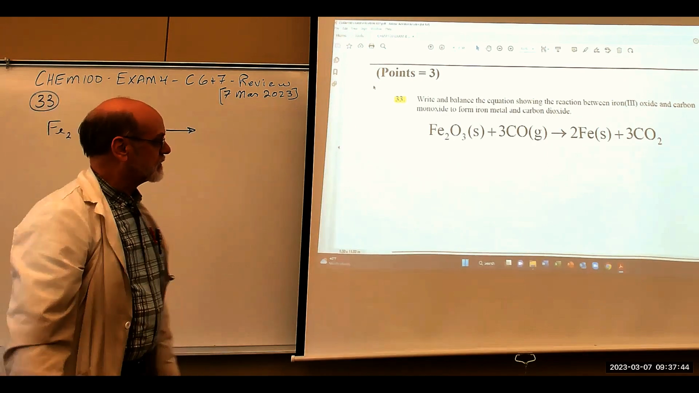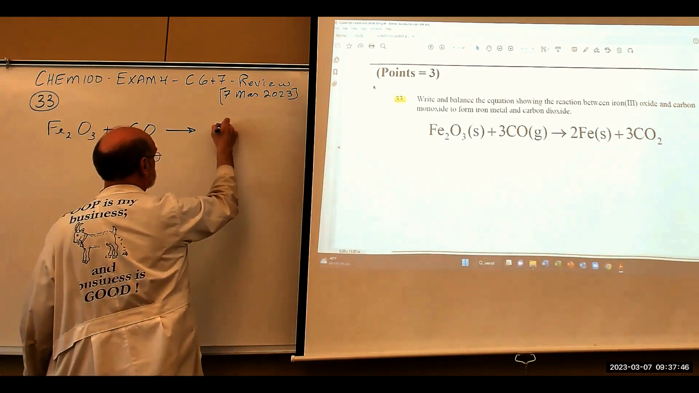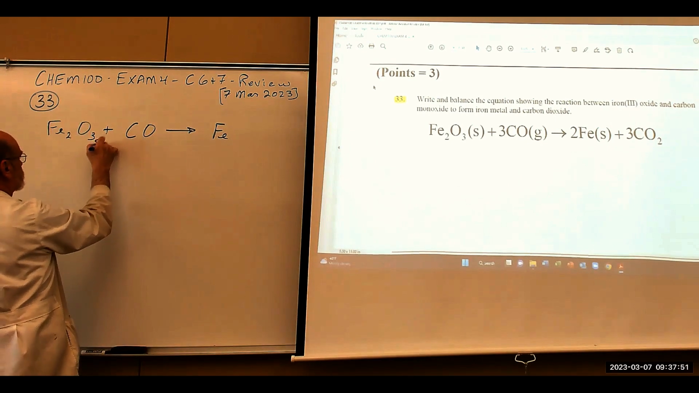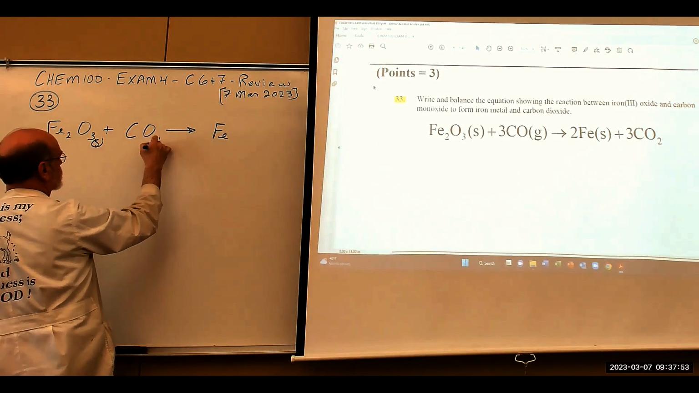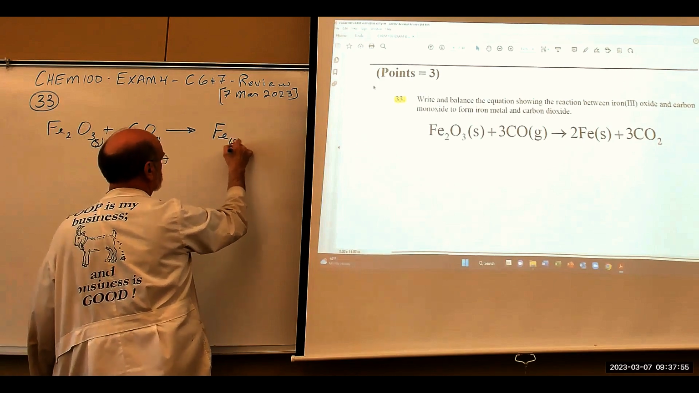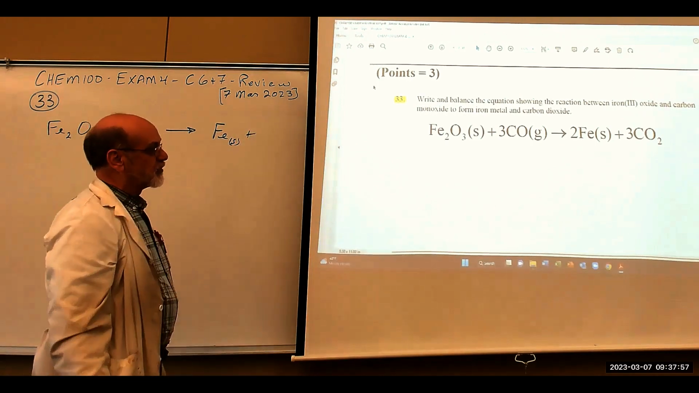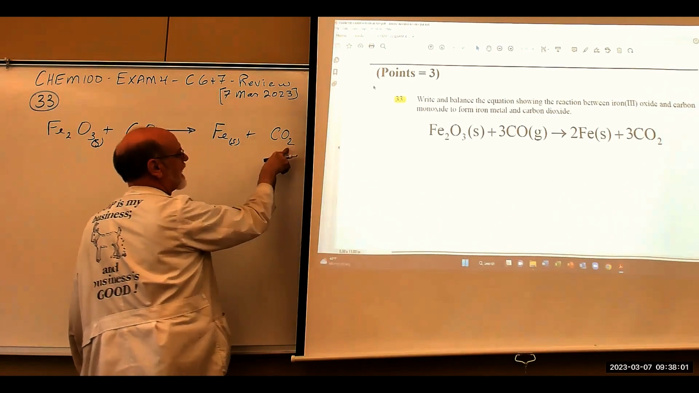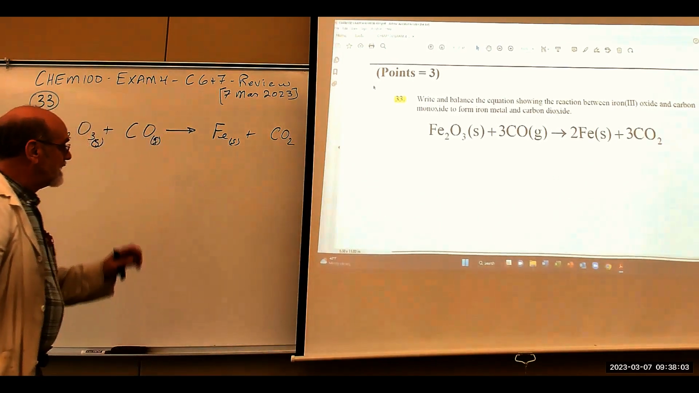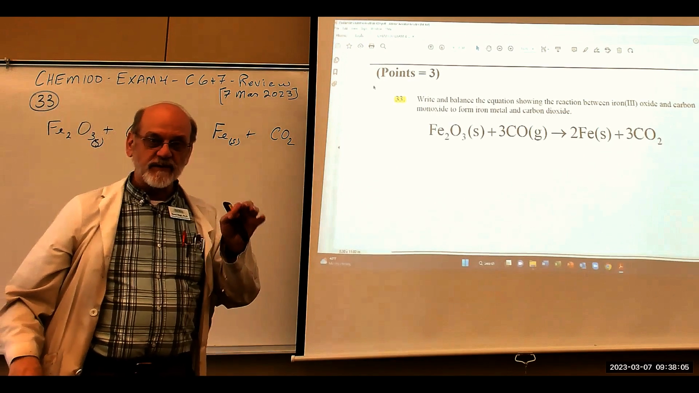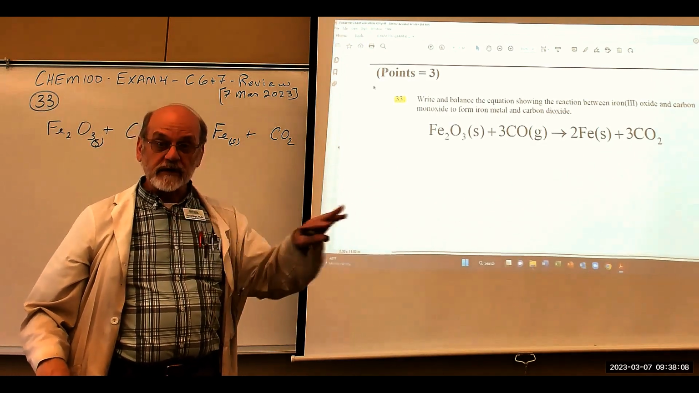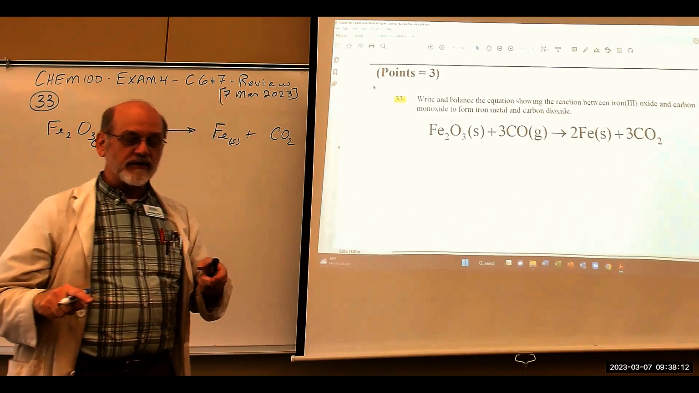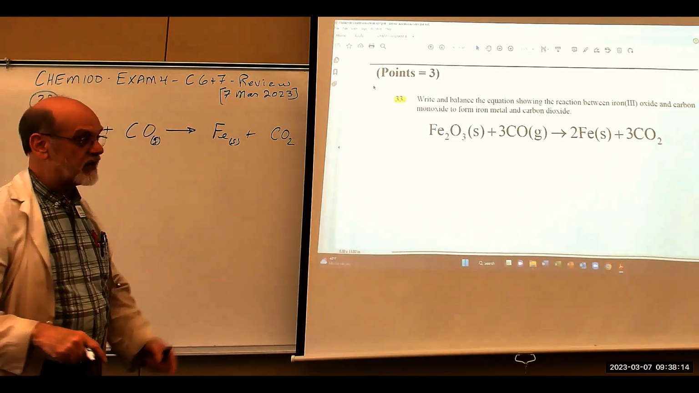And what does it produce? Well, iron metal. Right? So we can put the phases in here. That's a solid, that's a gas. This is a solid. And it produces carbon dioxide. Now that we have the compounds and the elements, the reactants and products written correctly, we can go to balance it. If you don't write them correctly first, then you'll never balance the equation.